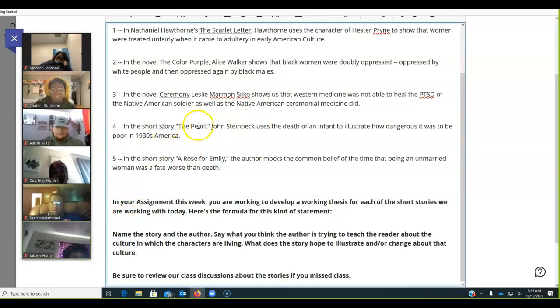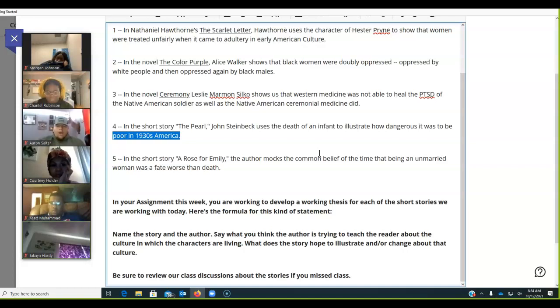In the short story, The Pearl, so we've got the name of the story, and then the author uses what happens in the story to prove something about culture. Okay, and we're following that formula over and over again. In this story, the author uses what happens or who's in it to illustrate this about the culture. Okay? And we're seeing that over and over again.